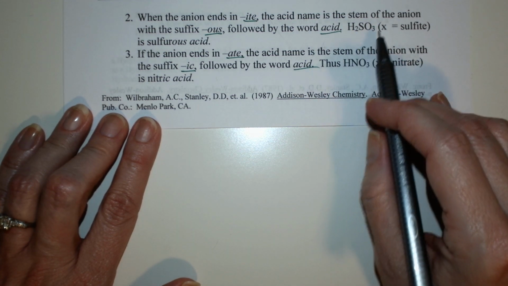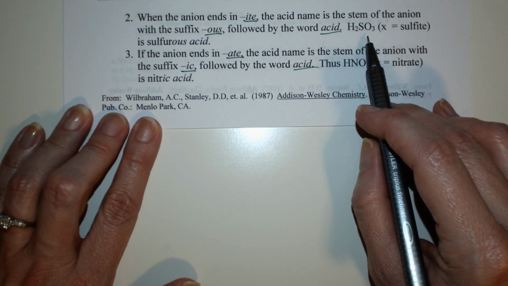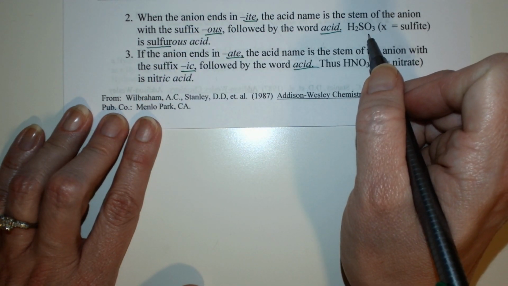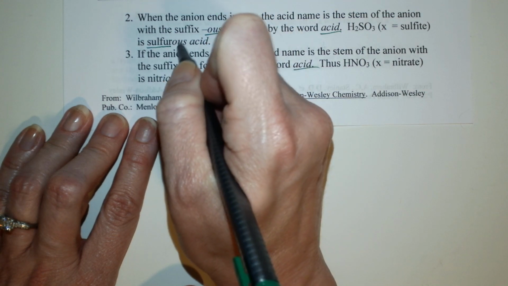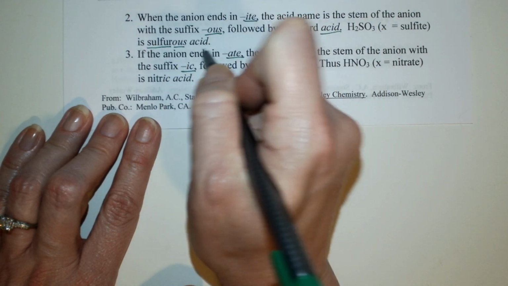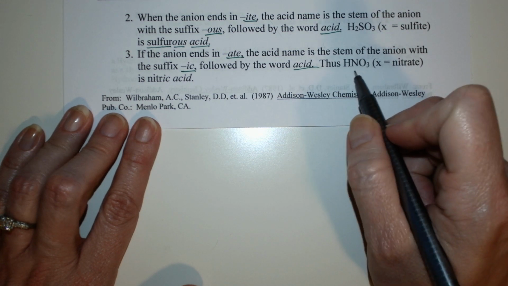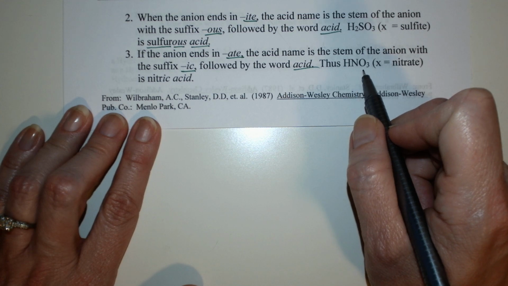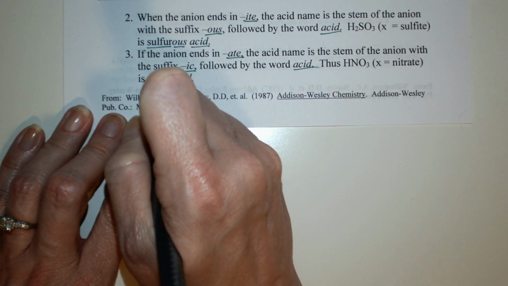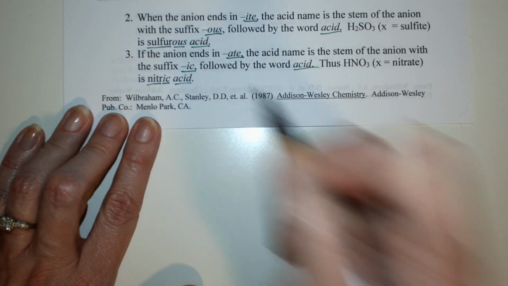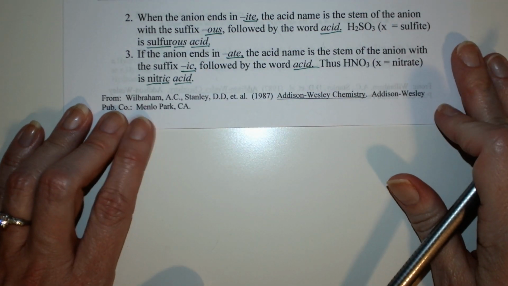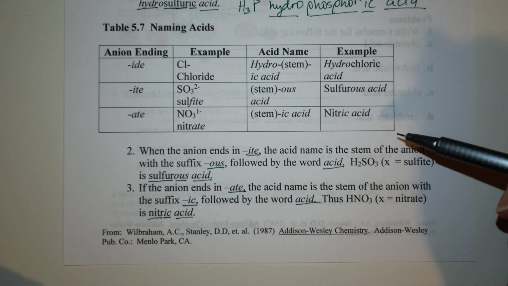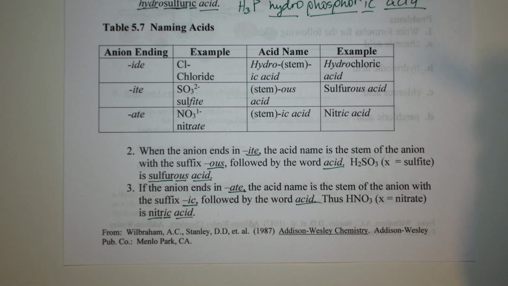So H2SO3, SO3 is sulfite. The root of sulfite is sulfur, and then "ite" is changed to "us," acid. HNO3, NO3 is nitrate. So the root of nitrate is nitr, and we drop the "ate" and we add "ic." So this is nitric acid. That's it. There are 3 examples, and we've been through all of these examples. And that's how you name them.